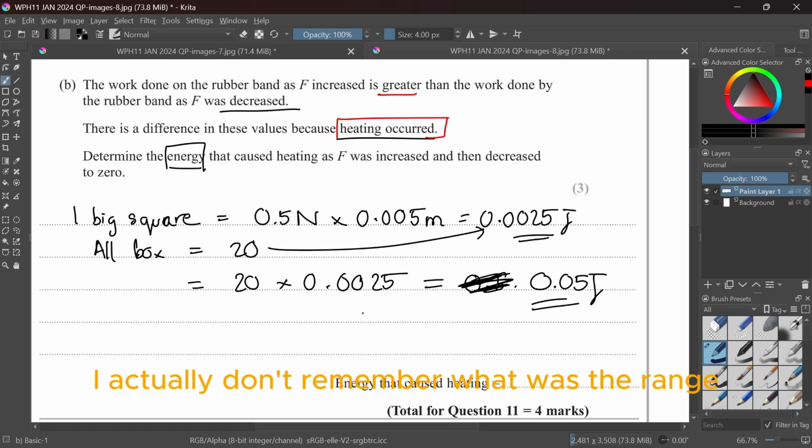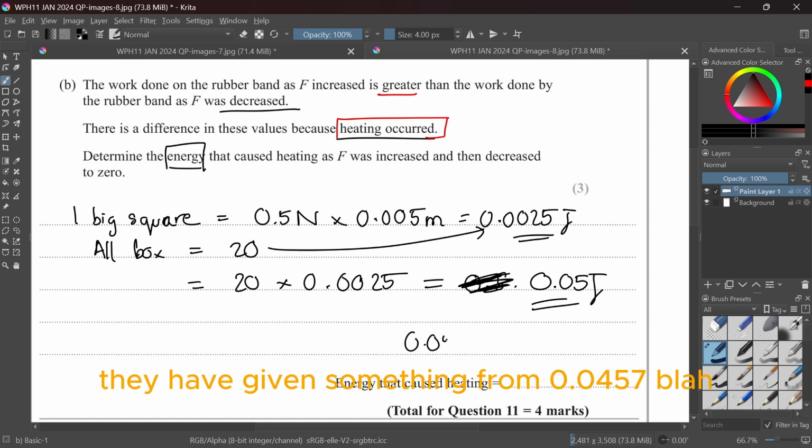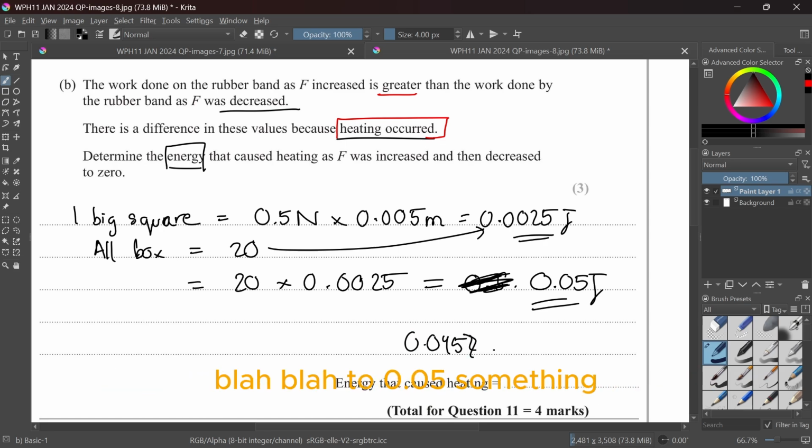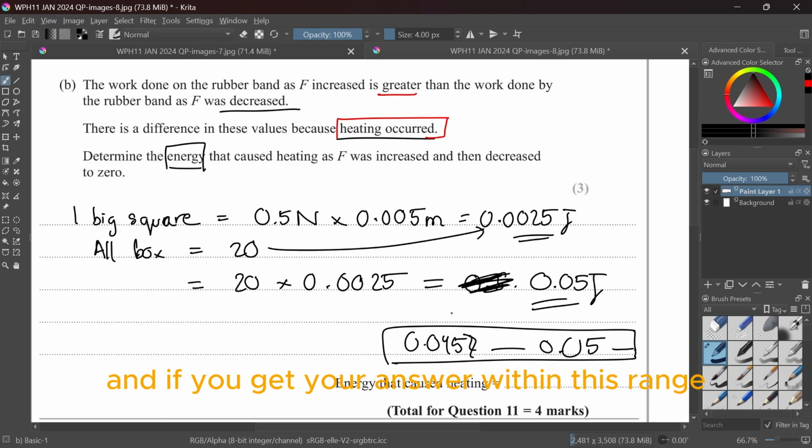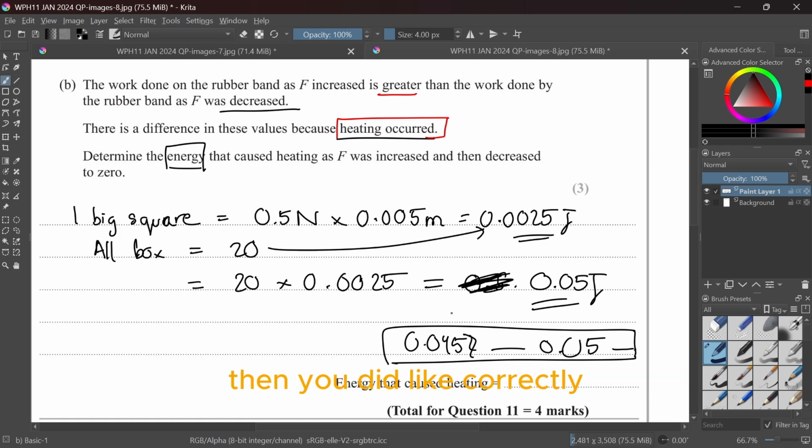So there is a range given. I actually don't remember what the range was, but you can see from the mark scheme they have given something from 0.0457 and so on to 0.05 something. I don't know the exact range, but this is the range. And if you get your answer within this range, then you did it correctly. If not, then you must have done something like calculating extra.